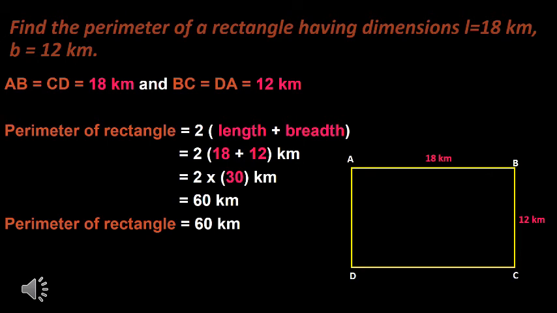Now, let's find the perimeter of a rectangle having dimensions length equals 18 kilometers and breadth equals 12 kilometers. Using the formula, perimeter of the rectangle is equal to 2 into, in brackets, 18 plus 12, which is equal to 2 into 30, which is equal to 60 kilometers. Thus, the perimeter of the rectangle is 60 kilometers.